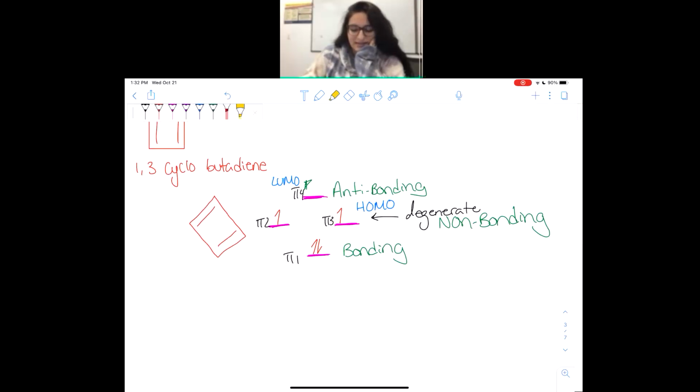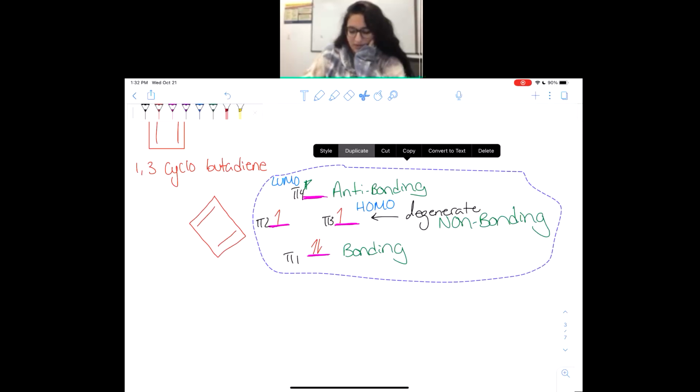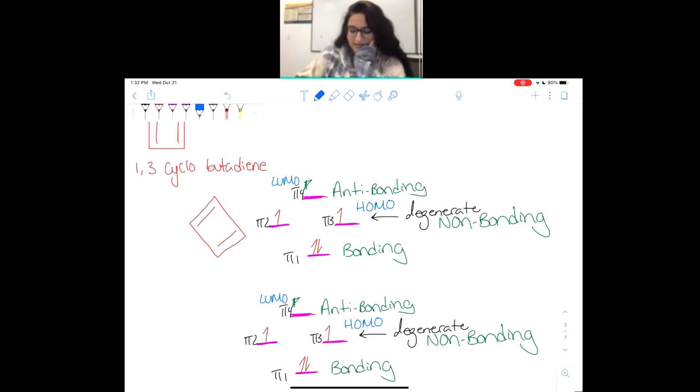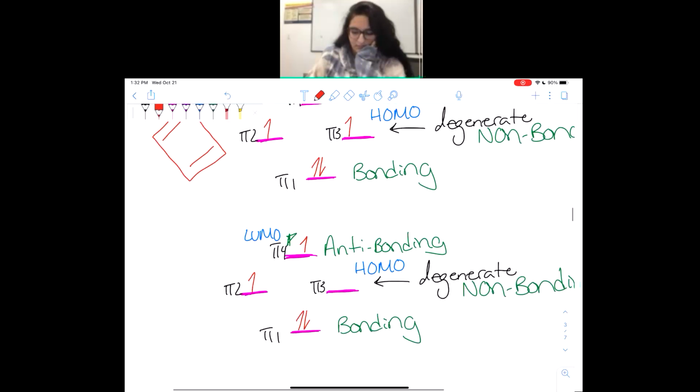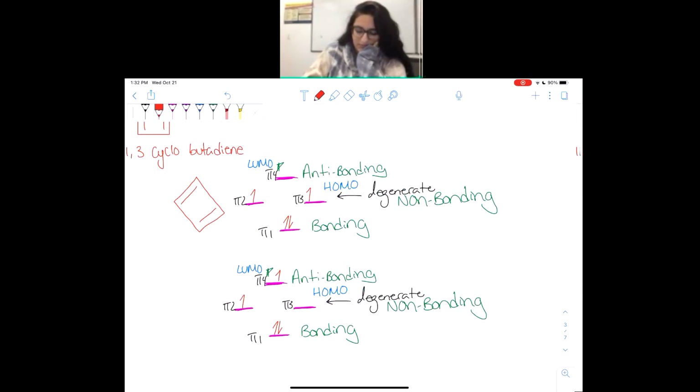So when we go to the excited state, I really don't want to redraw this, so I'm going to copy and paste it again. The only thing that is going to change is the electron from pi 3 will jump up to pi 4. Bam. So, ground. Excited.